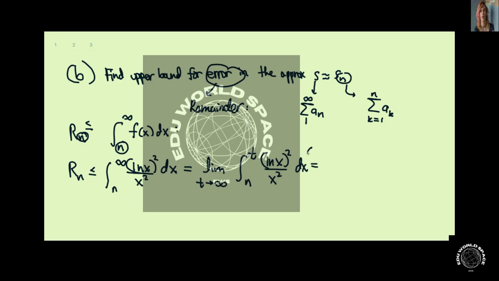So using the computer algebra system, just like we did in part A to integrate, we get our negative there, ln squared x, 2 ln x plus 2 all over x. And don't forget your endpoints here, t and n.